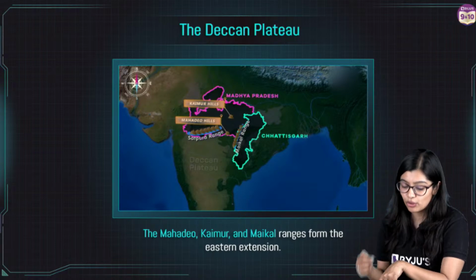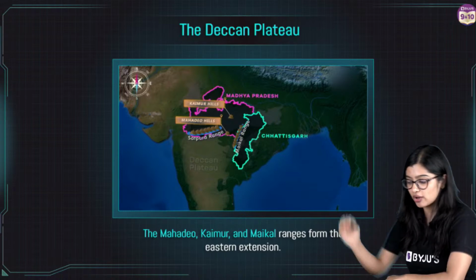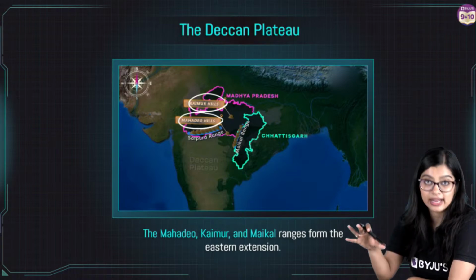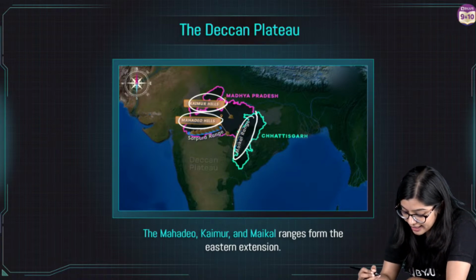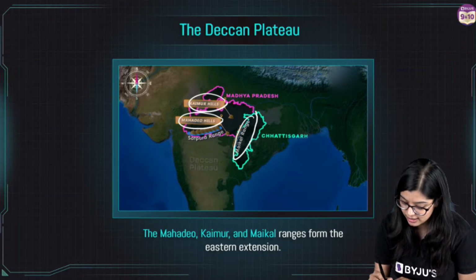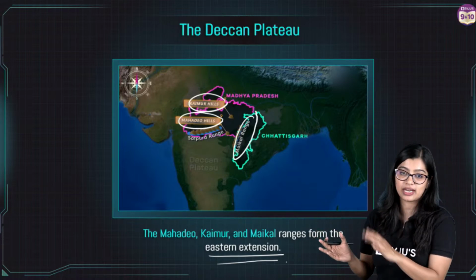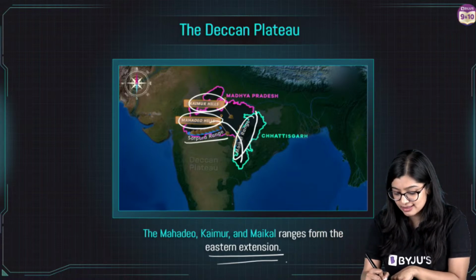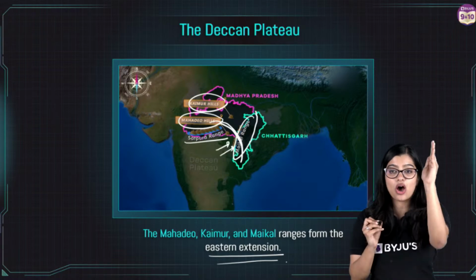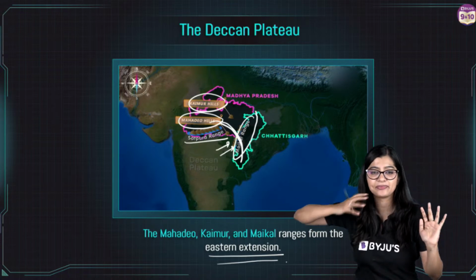Now along with this, if you go a little bit to the north and towards the northeastern sides, we have hills like the Mahadev Hills and the Kaimur Hills, which are in Madhya Pradesh, and of course the Maikal range, which is on the border of Madhya Pradesh and Chhattisgarh. It forms its eastern extensions, right? So northern and eastern extensions. Are we all clear with this? North is Satpura, which forms the northern base. Then you have your eastern extension with these hills, right?